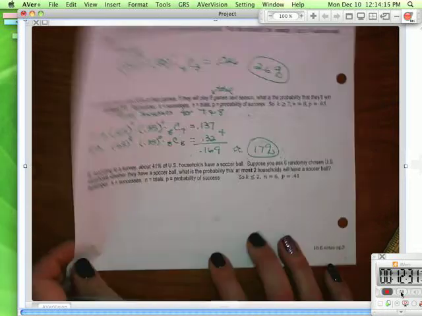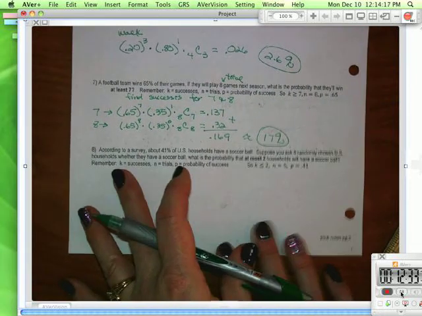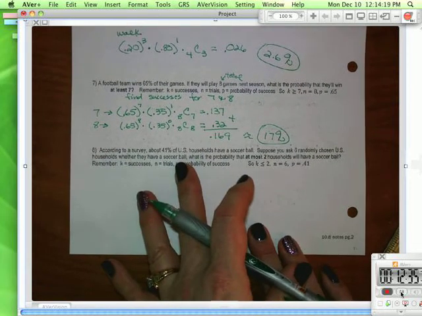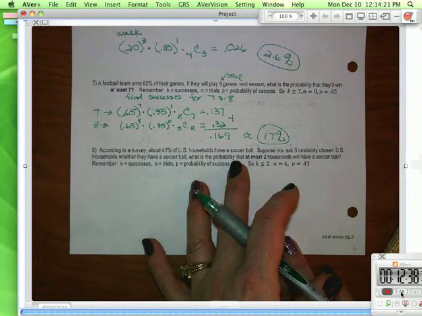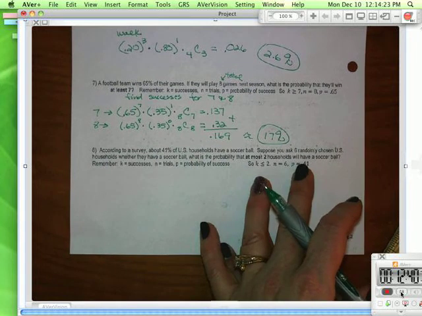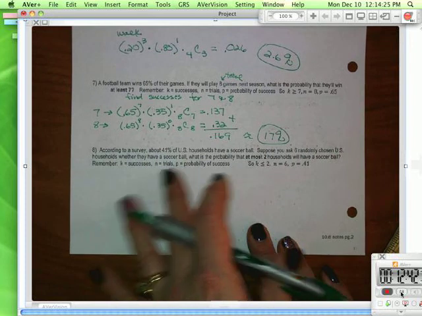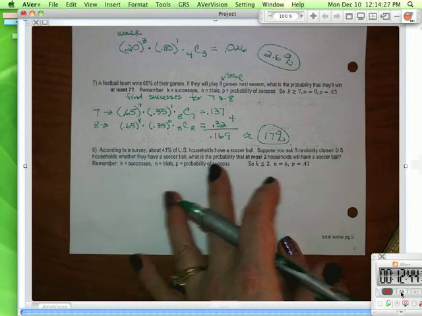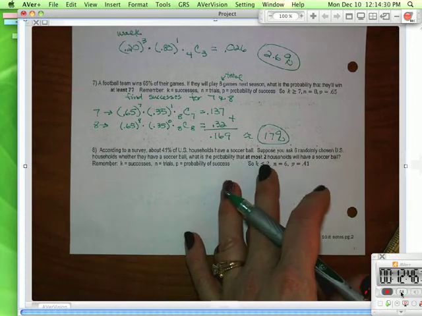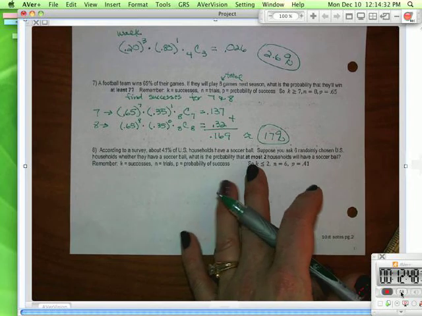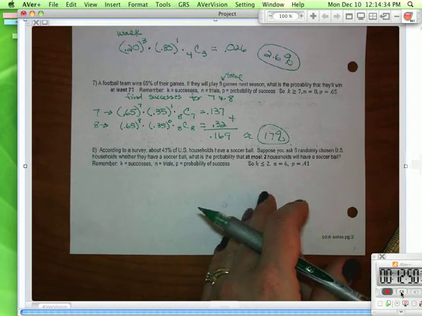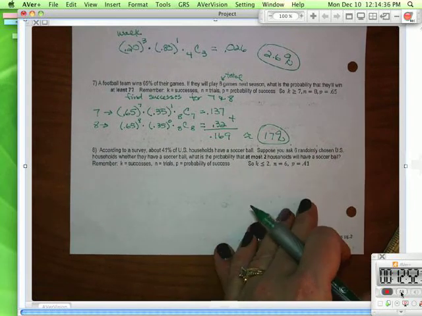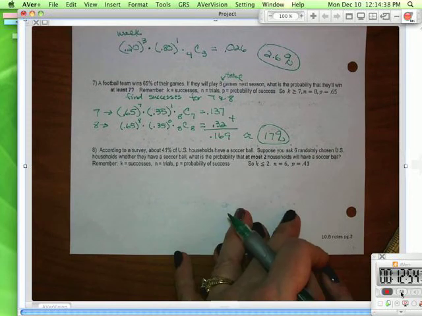Let's just look at one more like that. According to a survey, about 41% of U.S. households have a soccer ball. Suppose you ask 6 randomly chosen U.S. households whether they have a soccer ball. What is the probability that at most 2 households will have a soccer ball? At most means 0 households, 1 household, or 2 households. That's it. What's the chance of that happening?